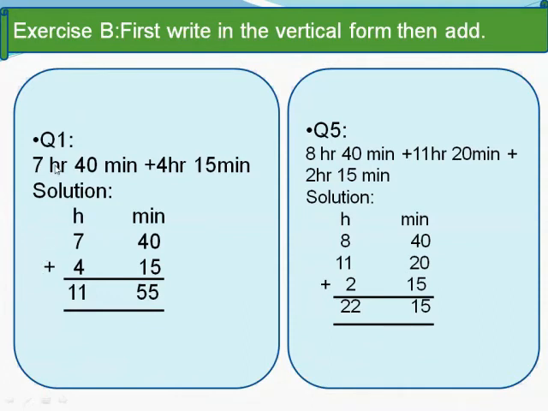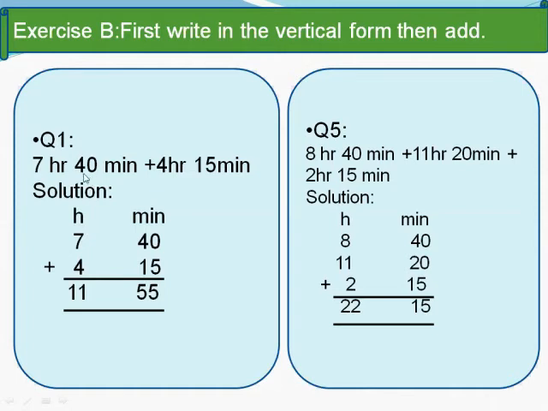Now first we start our addition. The values are given, and the unit is hour and minutes in the first value. The second value also shows hour and minutes. The short form of the hour is H and the short form of the minute is MIN. Now according to these units we put our values. The first one, 7 hour, we write here under the heading of the hour.